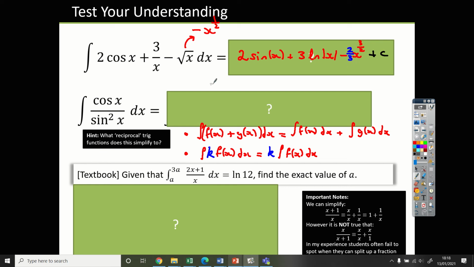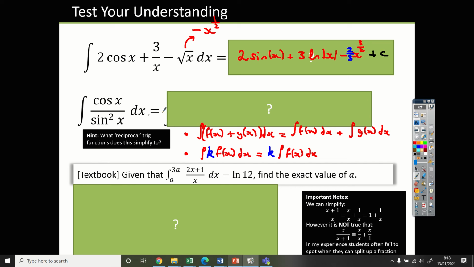Right, secondly, we've got integrate cos x over sine squared x. Now, you might be tempted to reach for a quotient rule here, but we don't really have an integration for a quotient rule just yet. But what we can do is some simplifying, or we can rewrite this in a way that makes it obvious how to integrate. So let's think about what we can split this into.